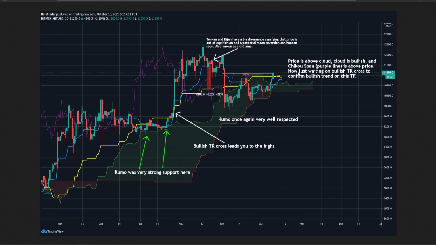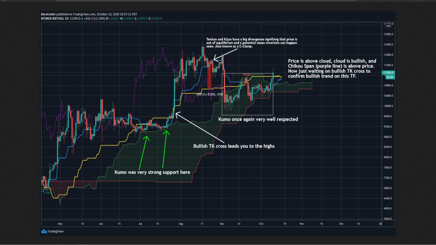Now, all we're waiting for is the bullish TK cross to confirm that we have a bullish trend reversal on this time frame. So this blue line, which is your Tenkan, this is the line that I was waiting to cross this yellow line, or your Kijun. So once you get that, you're full on bullish again, looking for upside continuation. So you can see here, this is in October, around mid-October, maybe October 14th, something like that.